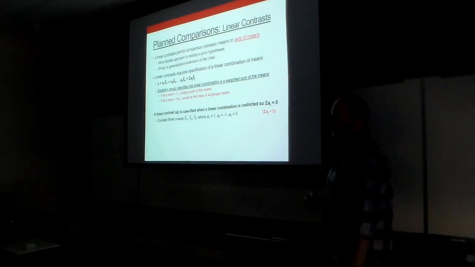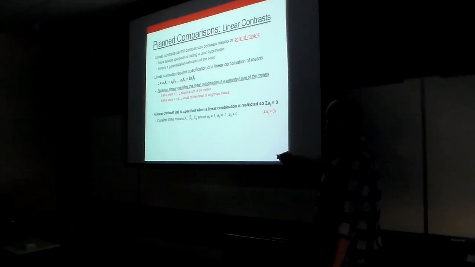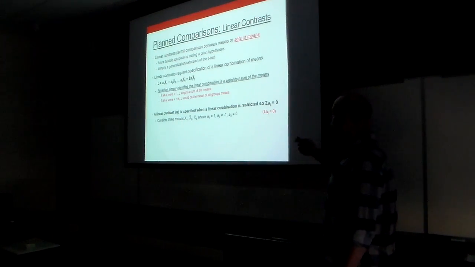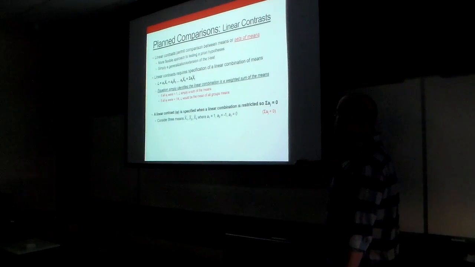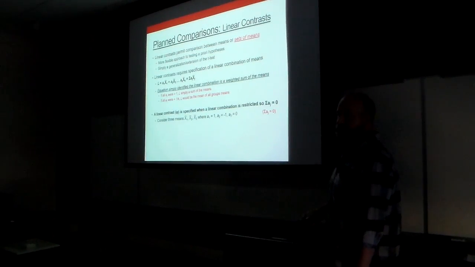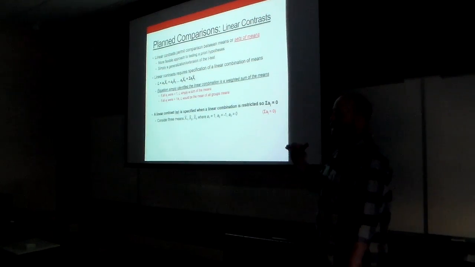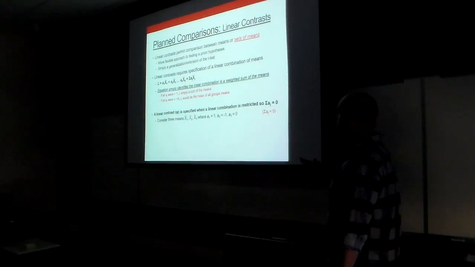What starts to become more effective is if we specify a linear contrast, indicated by our psi symbol here. When we specify a linear contrast where the sum of our weights equals 0, we can start to use it to test specific hypotheses, okay? So let's say we've got 3 means, x1, x2, x3. We run an ANOVA, which has got 3 factors, right?